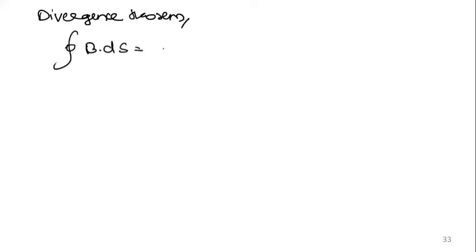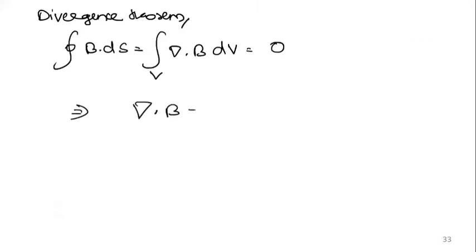Now we have the application of the divergence theorem. What does the divergence theorem say? Integral B dot ds is equal to integral over V of del dot B dV, and you know that for a closed surface, integral B dot ds is equal to 0. From that you will get del dot B is equal to 0. So we can say that the magnetic flux lines are always continuous, and del dot B is equal to 0, and this is one of Maxwell's equations.